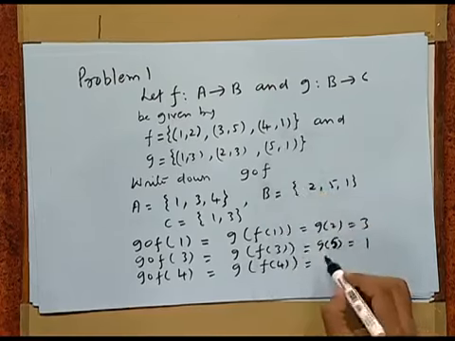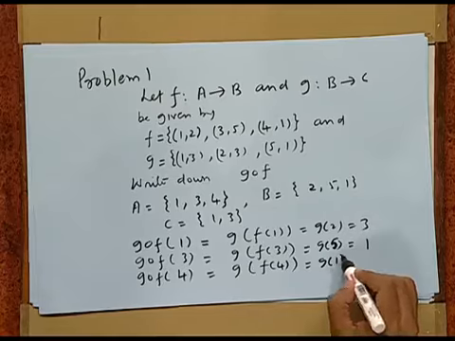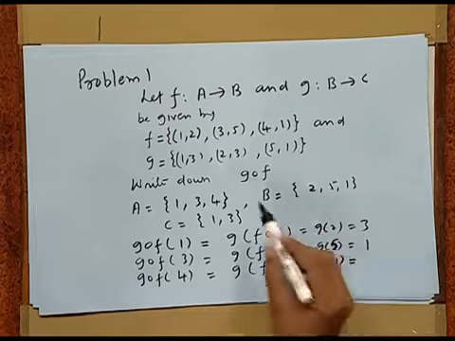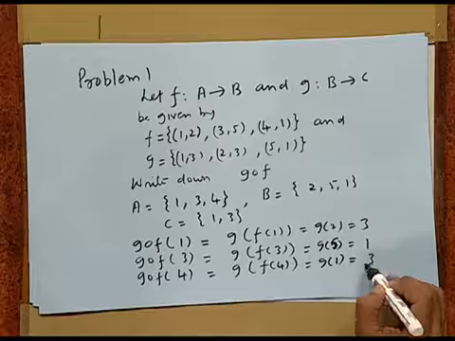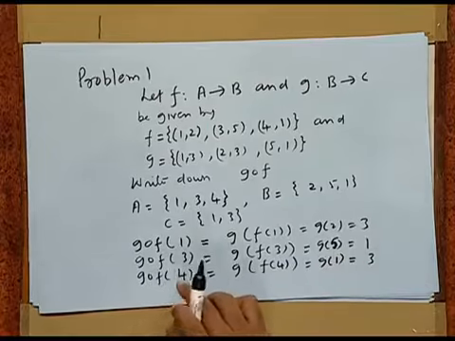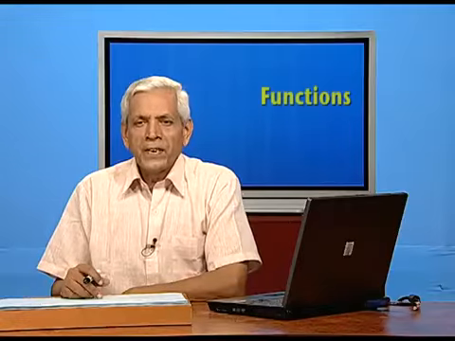F of 4 is 1, so it is G of 1, but G of 1 is 3. So ultimately GOF of 4 is 3. Now we take one more problem.